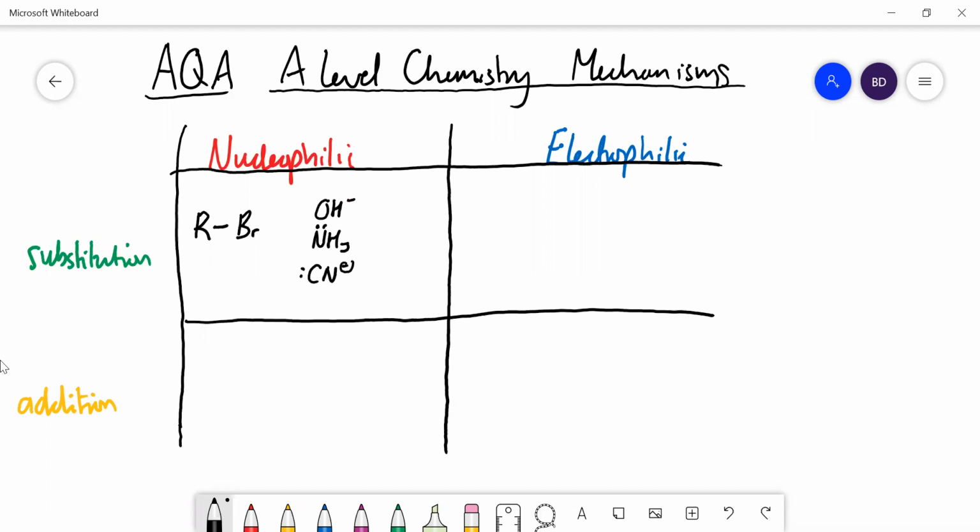Electrophilic addition was the next one you did. This is a year 12 one, so that's the reaction of an alkene with HBr, with concentrated sulfuric acid, or with Br2.